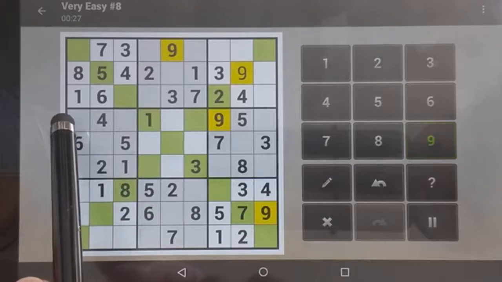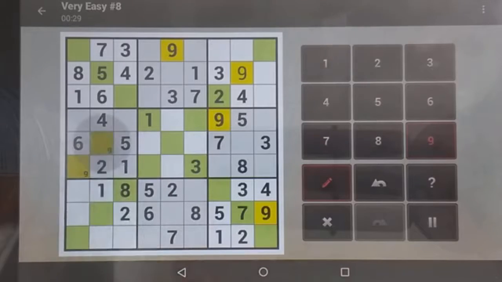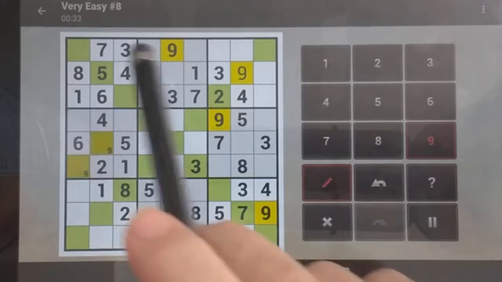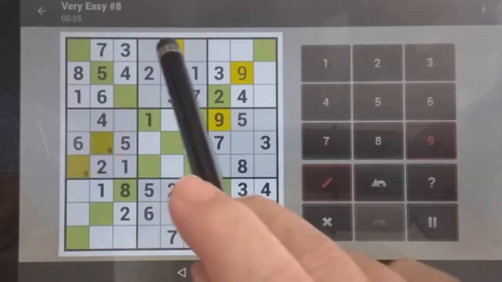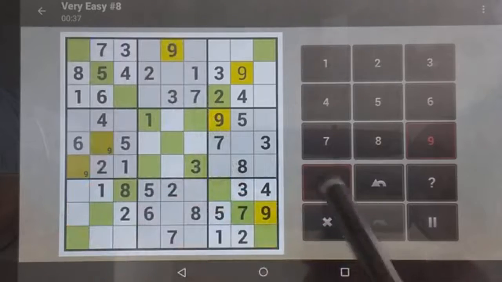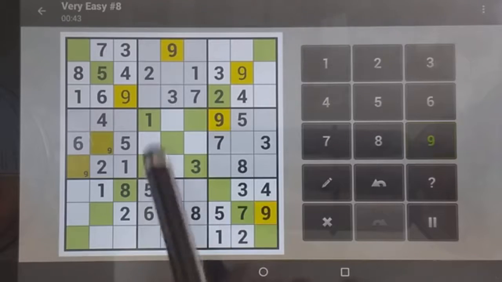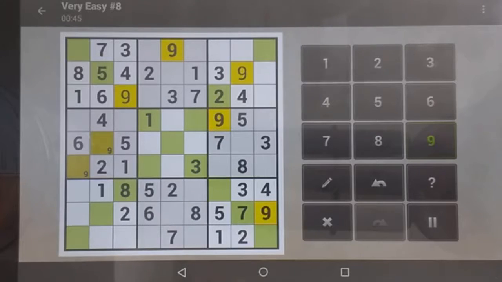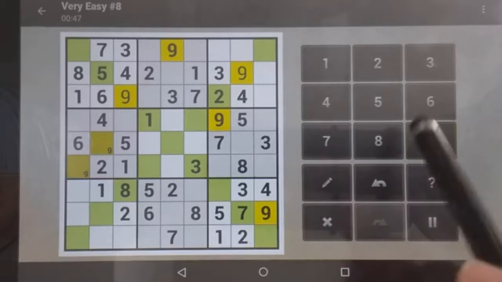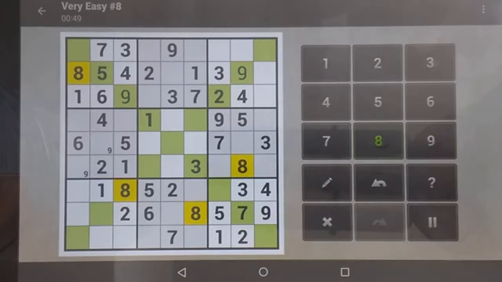This blocks that entire row, so we know this 9 has to be in one of those 2. We know this 9 has to be in one of those 2, and it can't be that one, so it must be this one. Not really enough information to place anything else. We could notate, but it's not down to just 2 options, so I'm going to leave it.